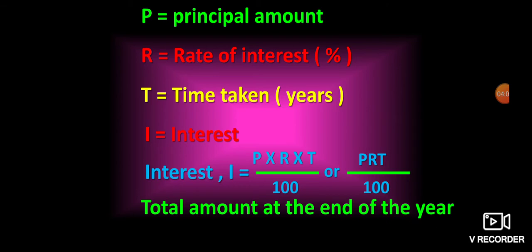Total amount at the end of the year. That is, at the end of 1 year or 2 years, we have to pay back, we have to return to the bank the principal amount with interest. Not interest only, but the principal amount, that is, the money we borrowed. That borrowed money with interest, we have to pay back. That is P plus I. Total amount at the end of the year equals P plus I, where P is the principal amount and I is the interest. Then we have to do some questions.